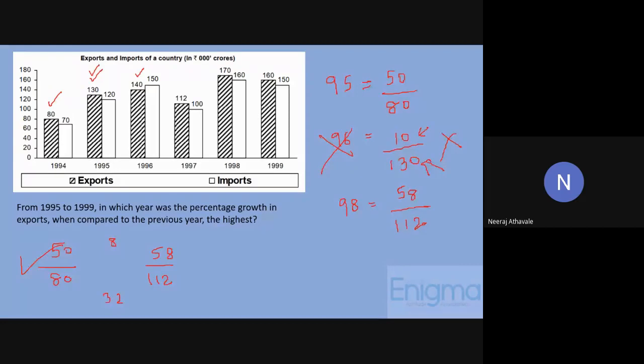I hope everyone has understood how we solved this question, because in spite of us revising the concept of percentage change, many of you made a mistake. I hope you have understood it now. So be careful. Let's see the next question.